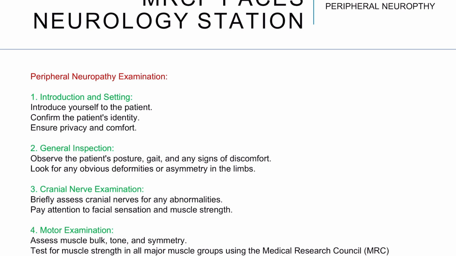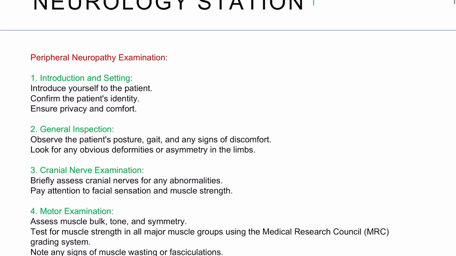So normally for peripheral neuropathy they will put the command: examination of the lower limbs, patient has difficulty walking or patient has some weakness. Once you read the scenario, you already know that you're going to focus mainly on the lower limb examination. But definitely, if you have time, it is a good idea to do the upper limb examination as well, and a brief cranial nerve examination.